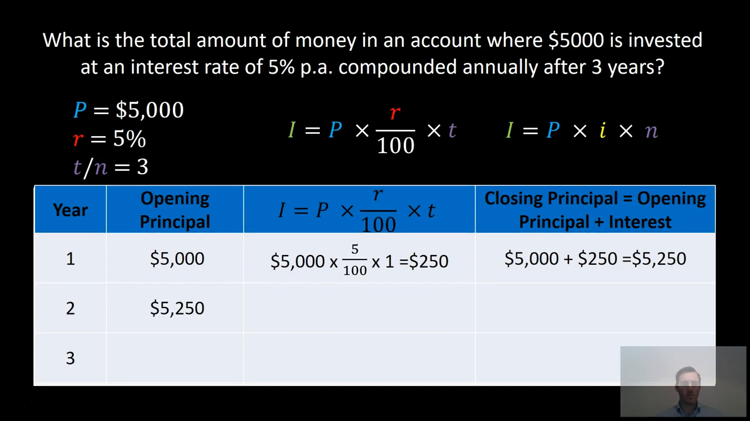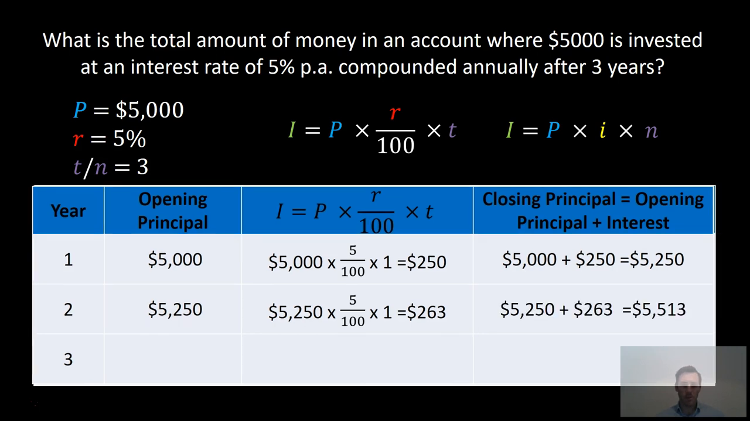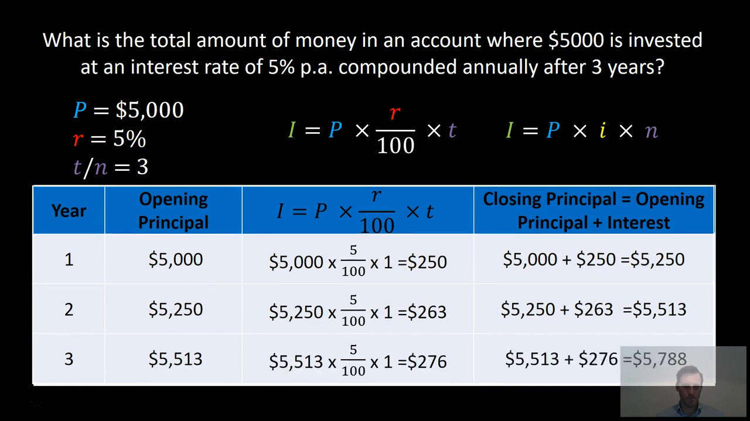Again, we repeat the simple interest formula on the opening principal in the second year. This year we get interest earned of $263. We add that to our opening principal, and we get the closing principal, which becomes the opening balance in the third year, of $5,513. This becomes our opening principal, and we perform the simple interest formula on it again.